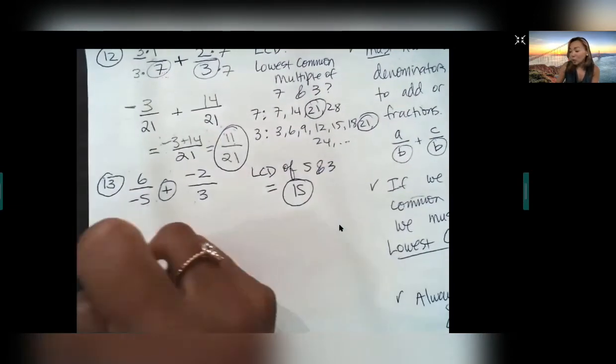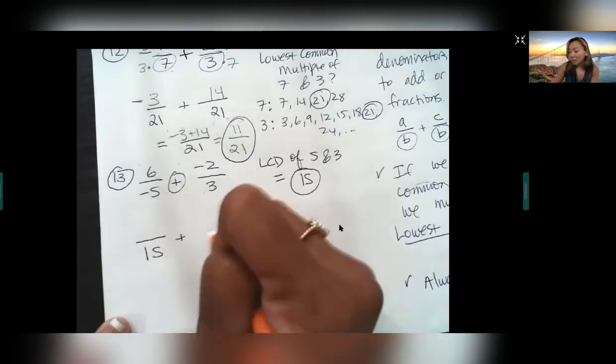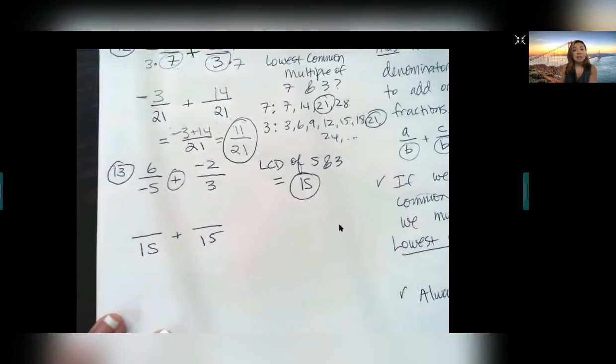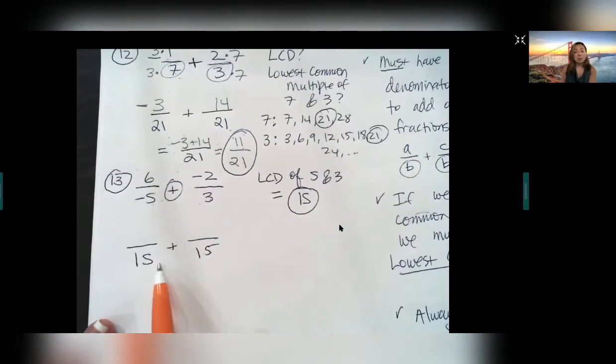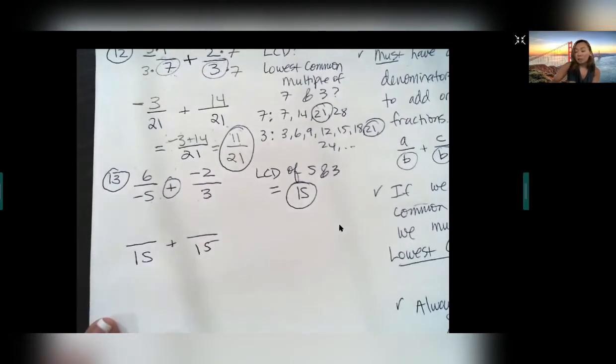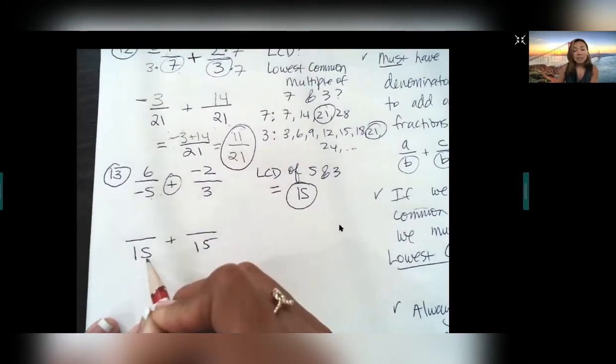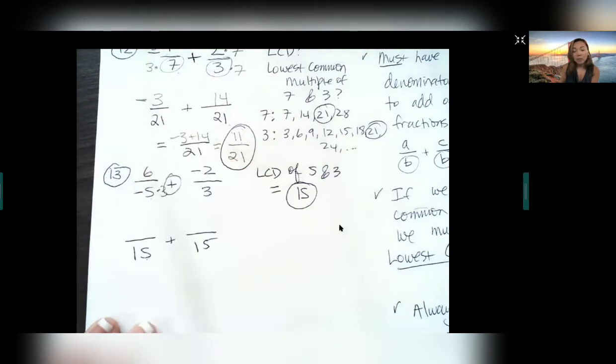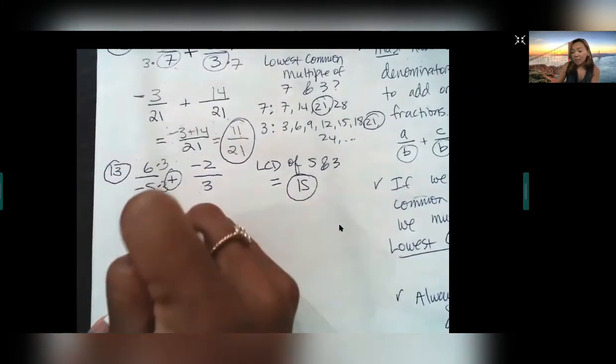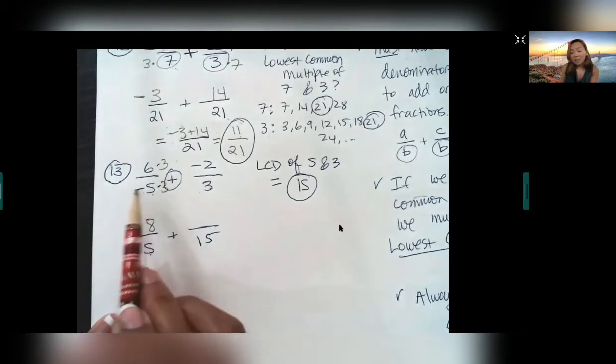So I'm going to do my magical math, and I'm going to create a fraction where they are both 15. Again, in order to change it, I need to follow the rules of math. To go from 5 to 15, I needed to multiply by 3. So whatever I do to the bottom, I must do to the top. So on top, I get 18. Remember, though, there's a negative here.